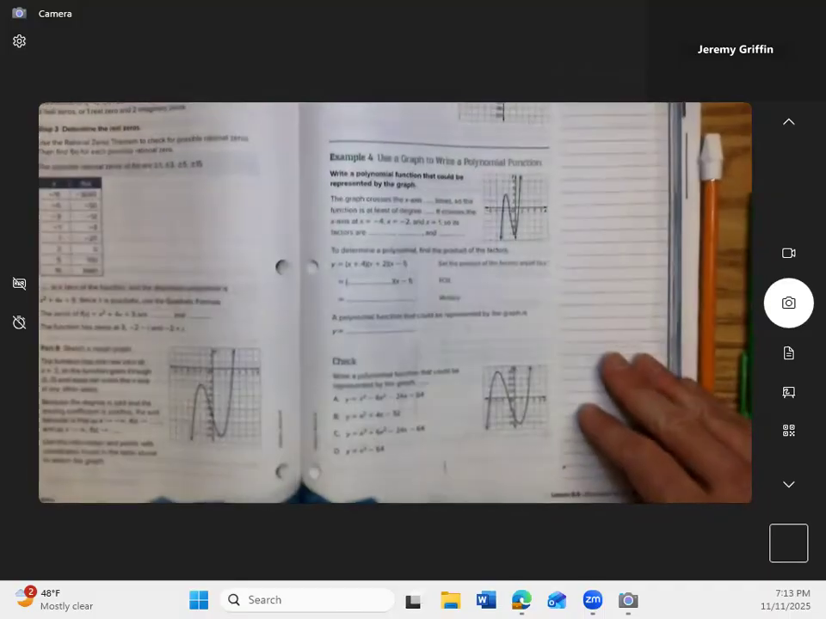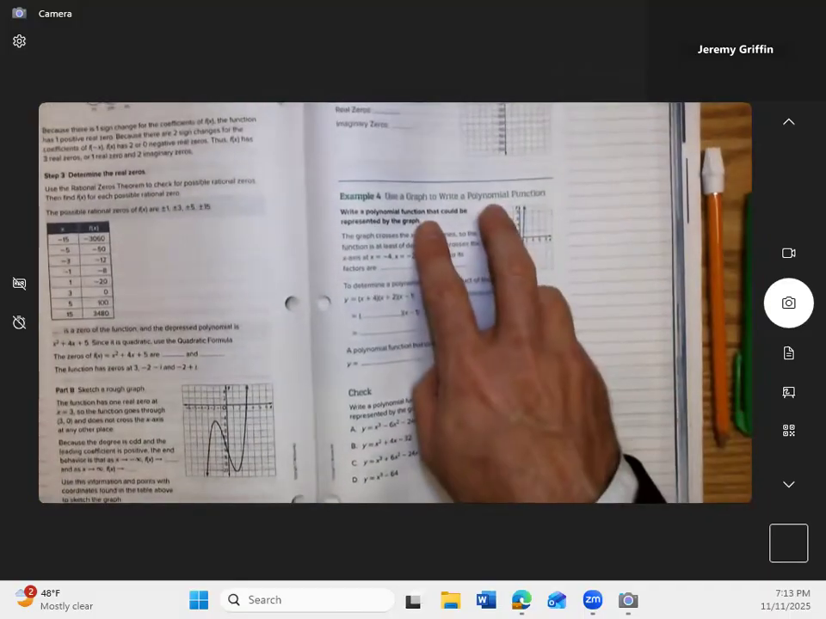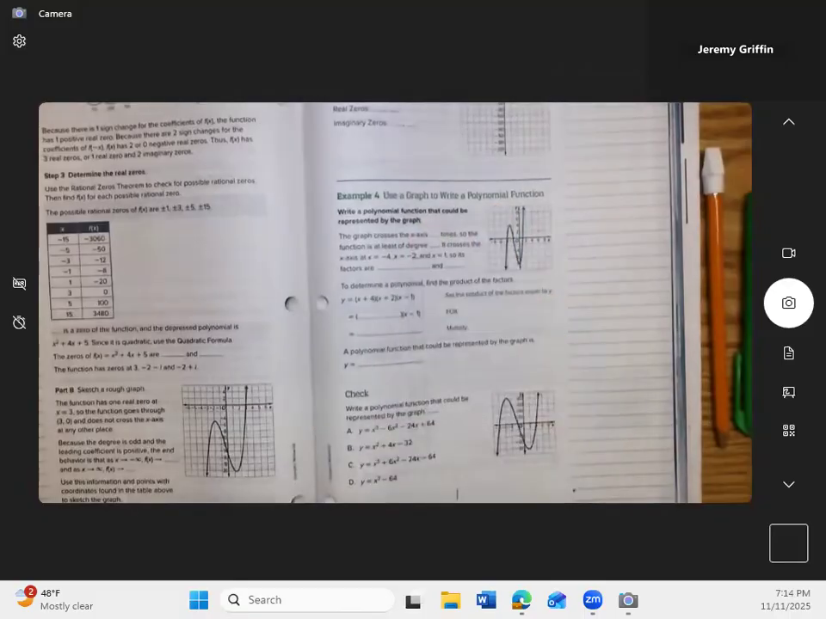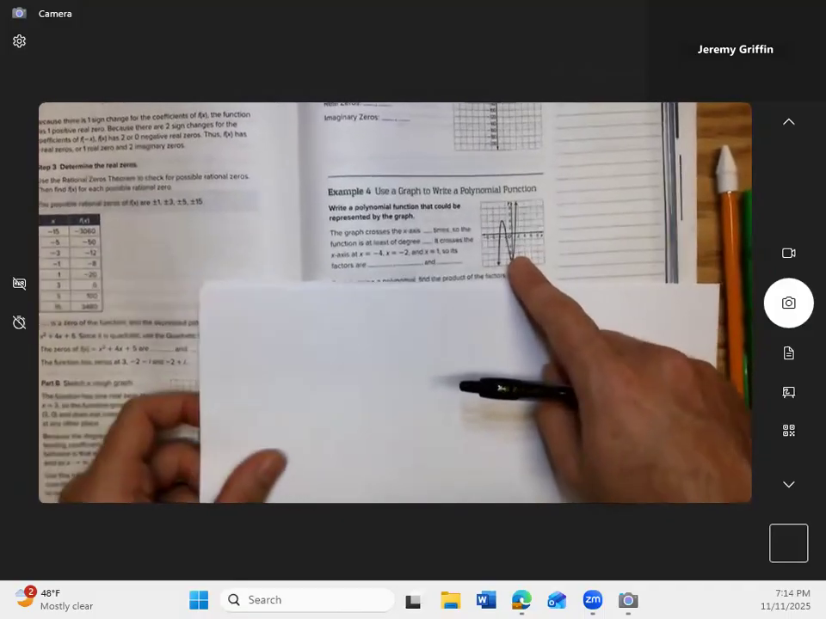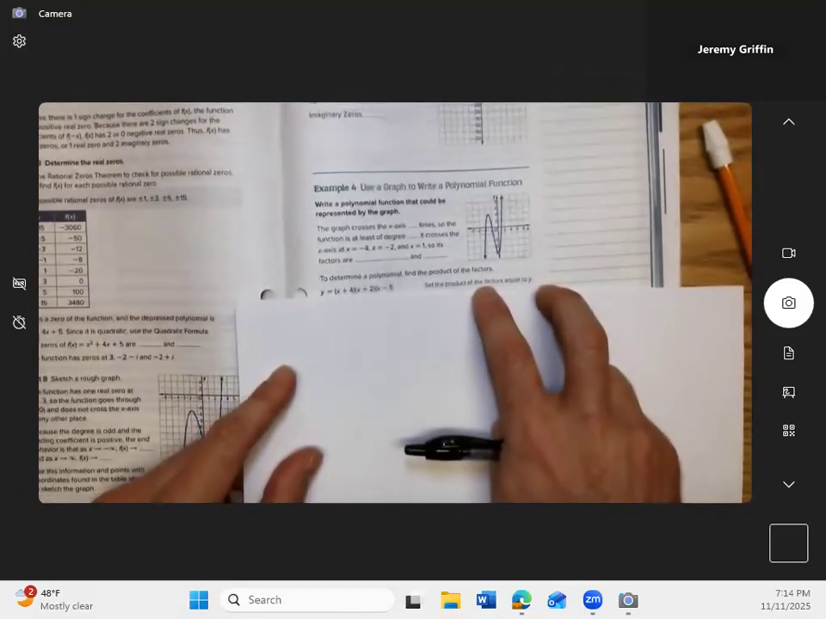All right, pretty good. All right, example 4. Use a graph to write a polynomial function. Ooh. Yeah. What if they give you a graph and you want to come up with an equation for it? Now, I did show you guys, sometime back, was it a week or two or three ago? You can plot points into Desmos and make a table in Desmos and create a regression curve, and it'll give you the best equation.